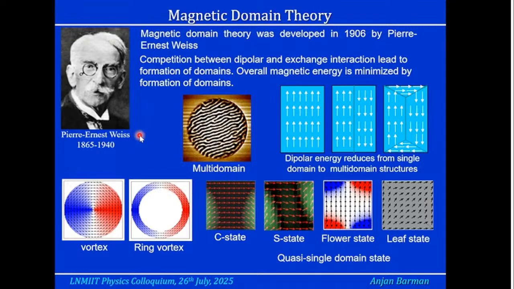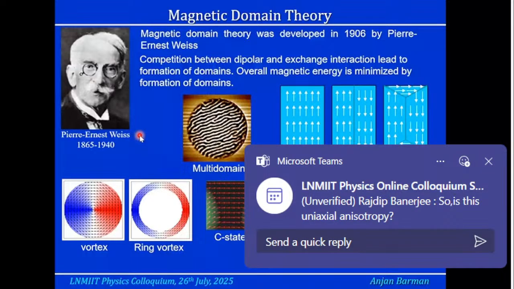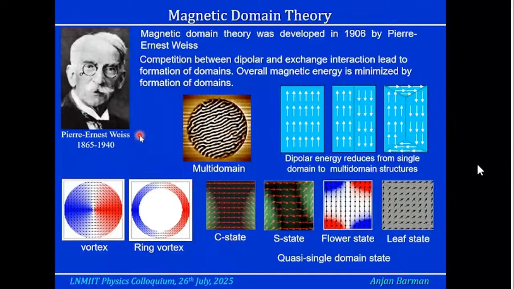Again, there is a Zeeman energy for the external magnetic field that will try to align all the spins along the magnetic field direction. Okay, and then there is also anisotropy energy that will try to align the spins along certain crystallographic axes. So you can see so many competing energies, particularly the long-range dipolar energy and the short-range exchange energy. The exchange energy is very strong, but it is short range.